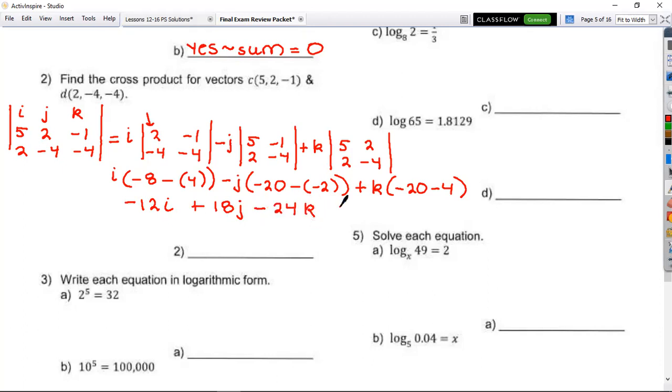This notation is what we refer to as the unit vector notation. So it would be totally acceptable on this one to leave your answer like that because I didn't specify otherwise. Or you can write this as your ordered triple as well. So ordered triple would be -12, 18, and -24. And again, that is the notation that's referred to as ordered triple.